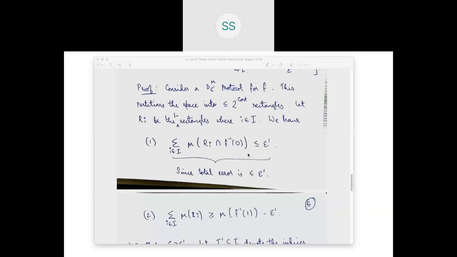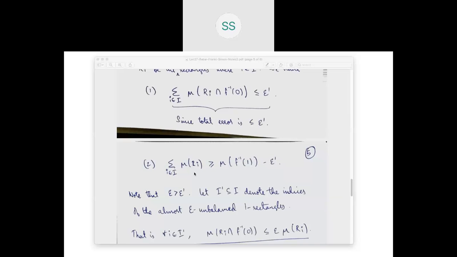Okay. So just once again, number one is, what is the total measure of the zeros being reported as ones? This corresponds to errors, and since the error is at most epsilon prime, this summation is also at most epsilon prime. Second is, what is the total measure of the 1 rectangles? When you compare it with the total measure of the ones, it cannot be too far apart because the error is bounded by epsilon prime. So it cannot go lower than the total measure of ones minus epsilon prime. Okay.